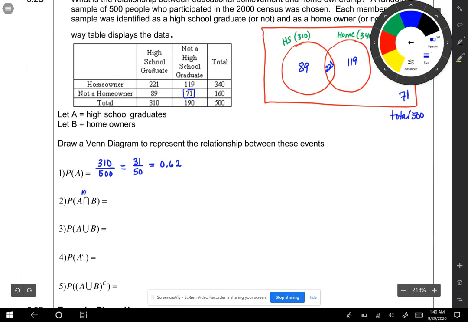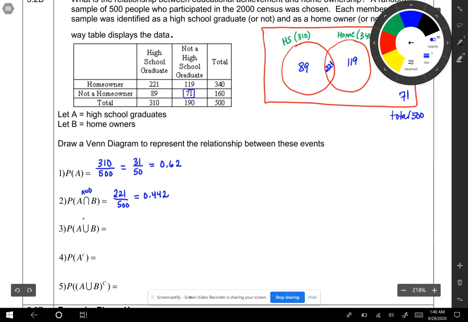Okay, the next one, what's the probability of A and B? Let's remember this is A and B. So that would be the intersection of the Venn diagram. So that'd be 221 over 500 equals 0.442.